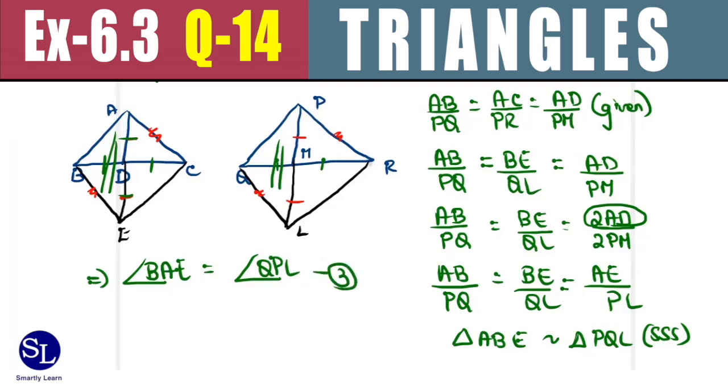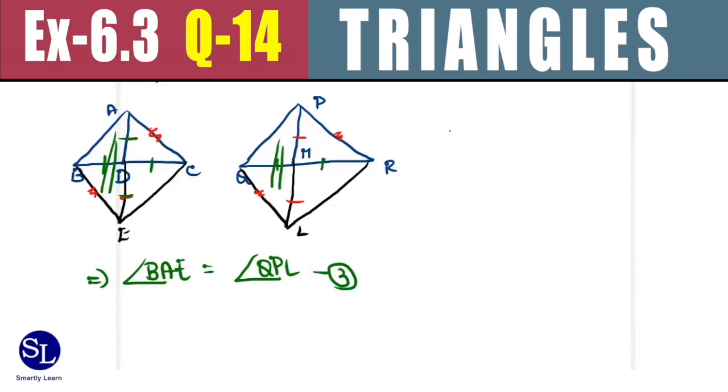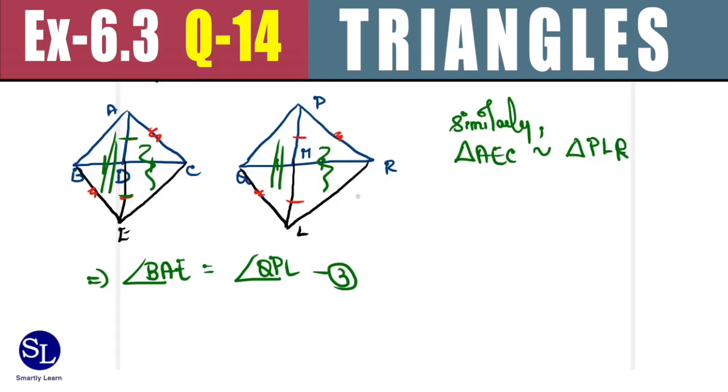Whatever we have done right now, we can repeat the same process for triangle AEC. Similarly, I'm not going to write every step again. We can see that triangle AEC will be similar to triangle PLR. We are talking about the right side of these two bigger quadrilaterals. This will give us another implication: angle CAE will be equal to angle RPL, because of this particular similarity that we would have ideally shown. I'll mark this as 4.